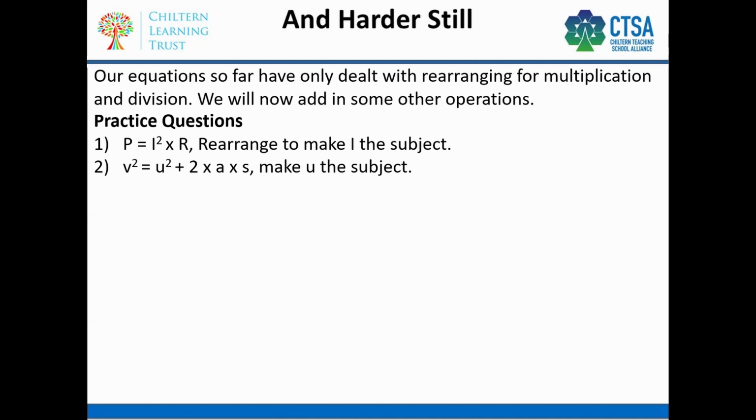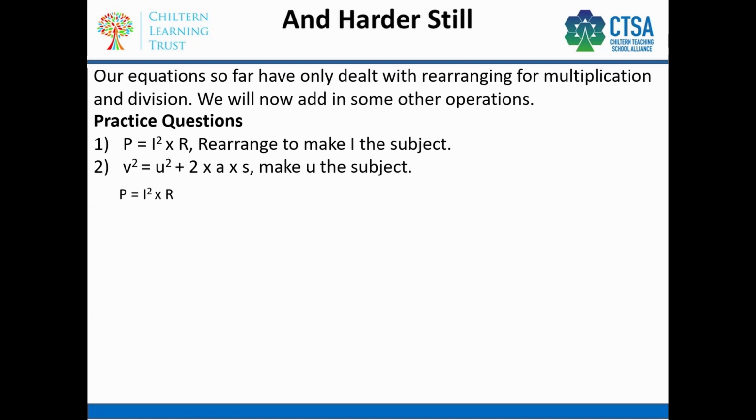So what we're going to do here is have to think about BIDMAS. And again, if you want to have a go at these questions before we go through it, please pause and then come back and you can listen to the talk through. So hopefully you've had a go. What we're going to look at is p is equal to I squared times r first. So we want to make I the subject.